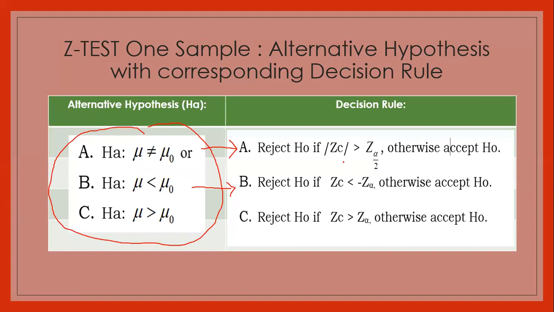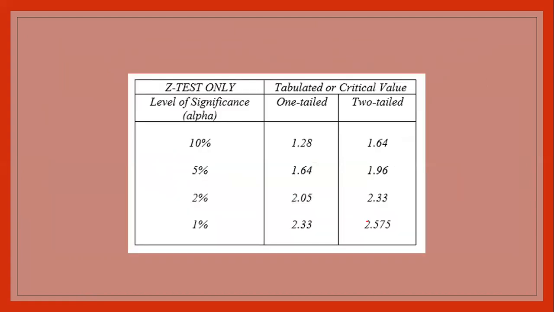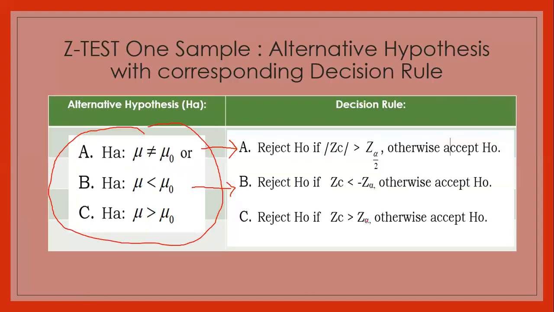Take note, yung Z sub C po, that is your computed value. And then itong may Z na may alpha, this is our tabulated or critical. Usually po, ang mga tabulated or critical value, this is already given in a table. So given na siya, titingin na lang po tayo dito. Instead of looking at our Z table, I provided the tabulated or critical. Okay? So let's go back.